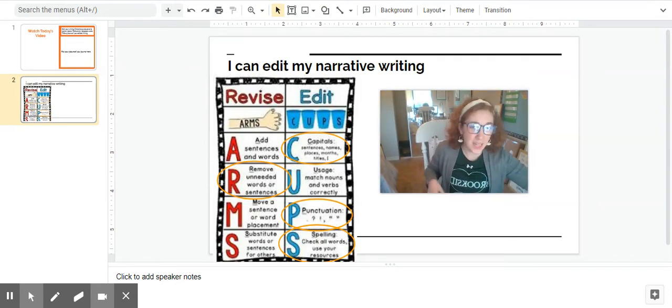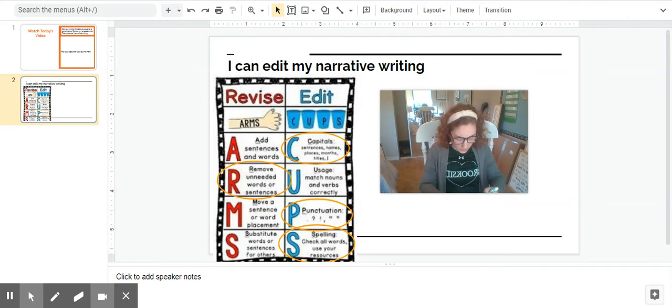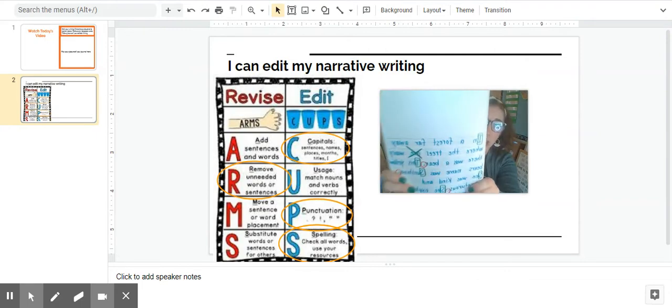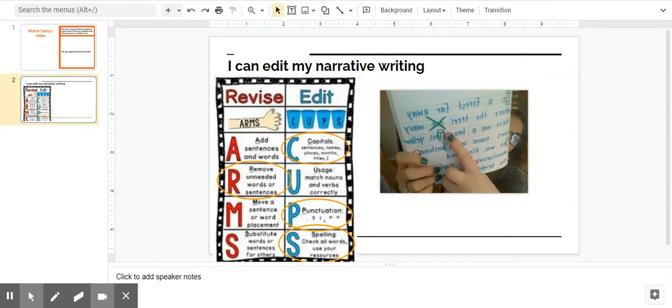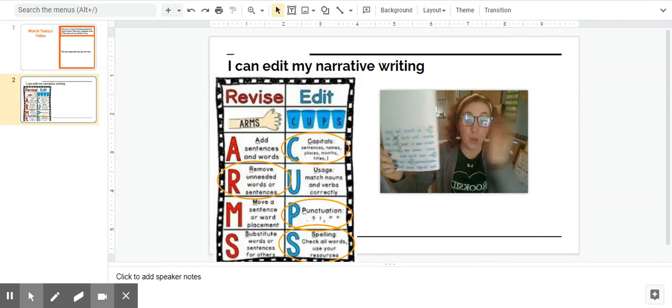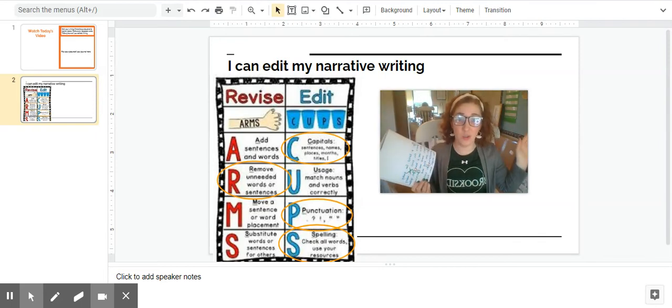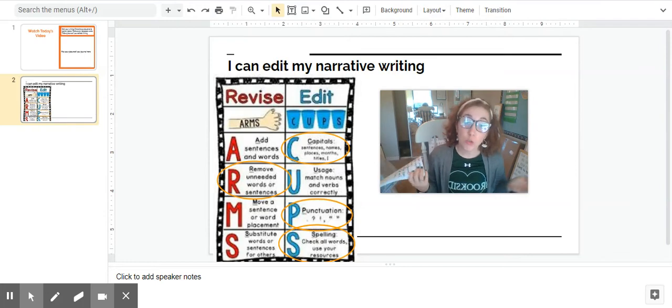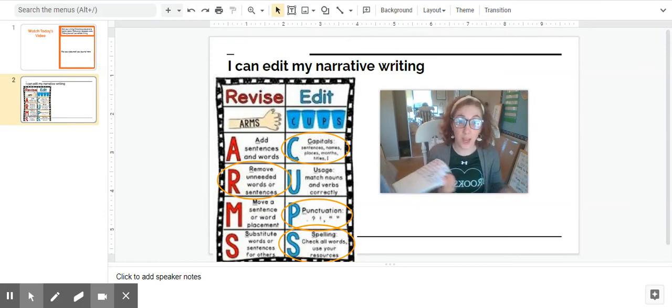Well, what does that mean? That means if I put in the word "and" too many times, I said "and" this and that, I'm going to go in and cross it off and remove it. Take it out of your story. You don't need it. There's too many of them. Your story will make sense without it, okay?